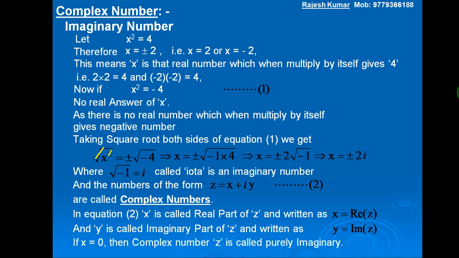Now if x is equal to 0, that is, real part of complex number z is equal to 0, then complex number z is called purely imaginary.